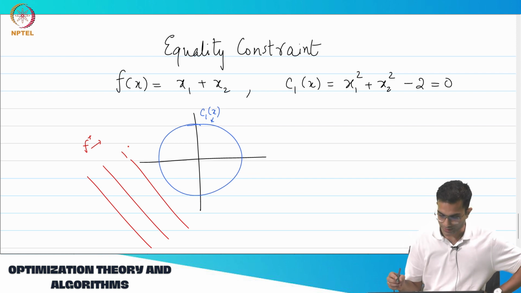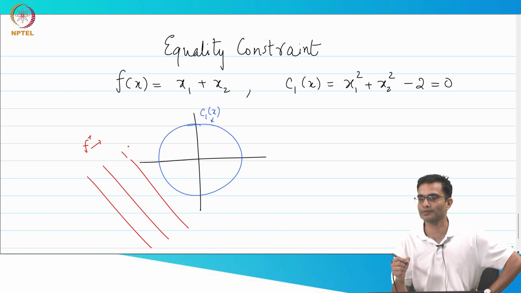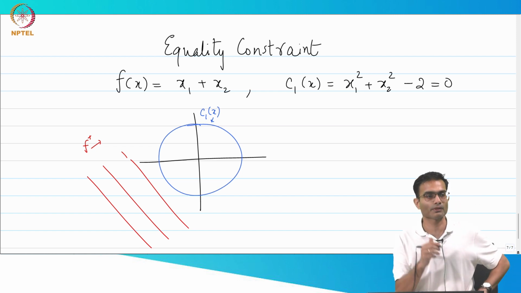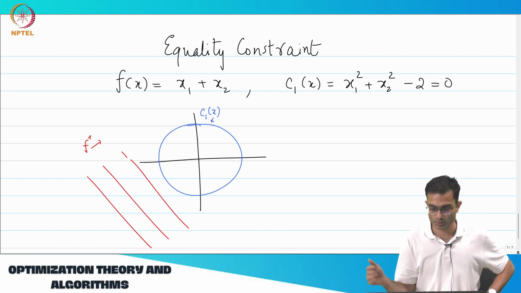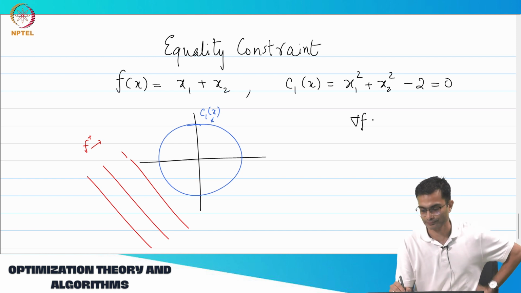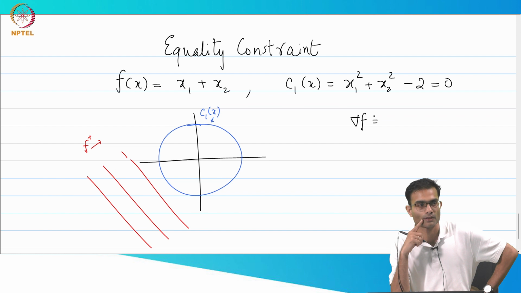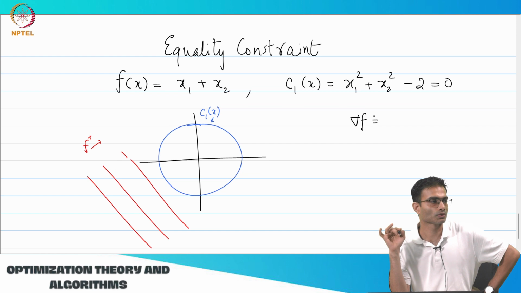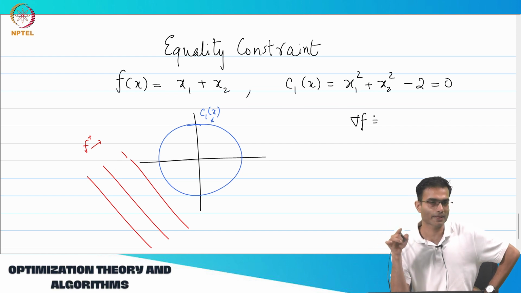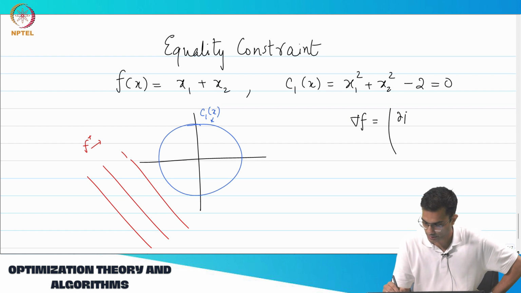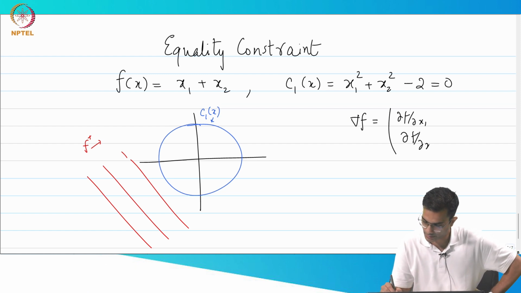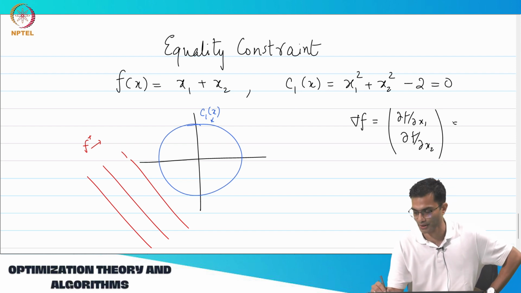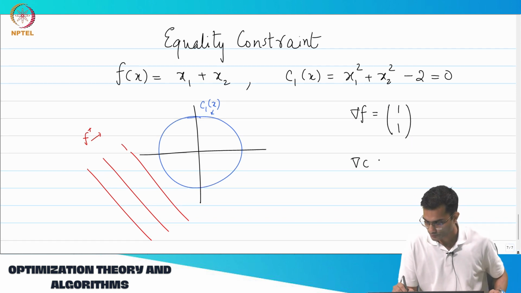Still, let us do some calculus over here to get intuition. Now let's write down a few things that we will use throughout. Calculus is the tool that we are using. What is grad f? Scalar, vector, matrix? Vector of size 2 cross 1, because df by dx1, df by dx2. What is its value? 1, 1, right? f(x) is x1 plus x2, so the derivative is 1, 1. What is grad c1?